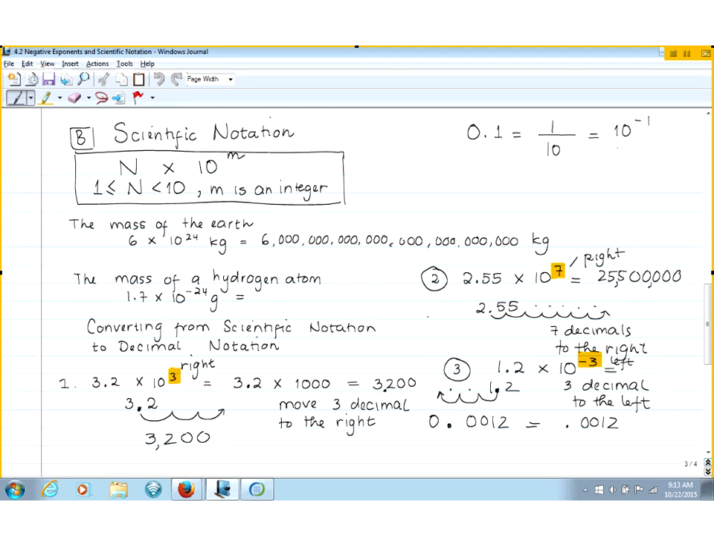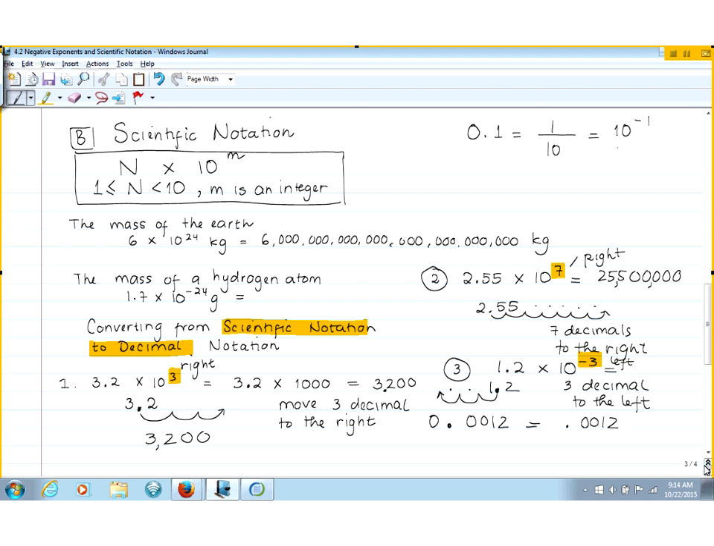So if I have 2.55 times 10 to the 7th, then it goes to the right, 7 decimals. And if it is negative, then it goes to the left. So this is from scientific notation to decimal. Now, we will do the other one, which is from decimal to scientific notation.